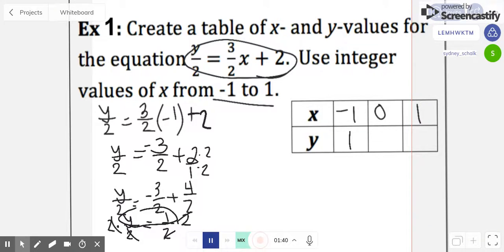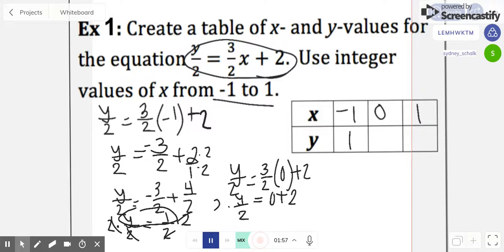Now we have to do the same thing with 0. We plug in 0 for x this time. y over 2 equals 3 halves times 0 plus 2. Well, you know 3 halves times 0 is just 0, plus 2 equals y over 2. Get rid of that 2 by multiplying it on both sides. And now we get y equals 4. So when x is 0, y is 4.